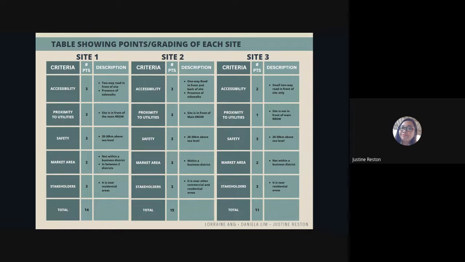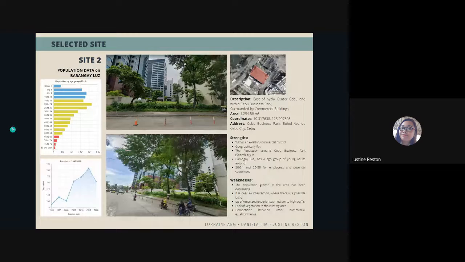For Site 1 and Site 2, we have 3 points for accessibility, while Site 3 has 2 points. For proximity to utilities, 3 points for Site 1 and 2, and only 0.1 points for Site 3. For safety, all of them have 3 points. For the market area, Site 1 and Site 3 only have 2 points, and Site 2 has 3 points. And for stakeholders, all of them have 3 points, which gives Site 1 14 points, Site 2 15, and Site 3 11. So our final selected site is Site 2.